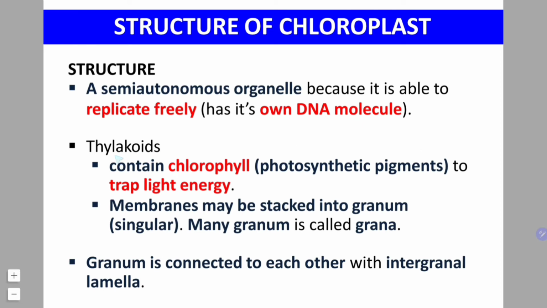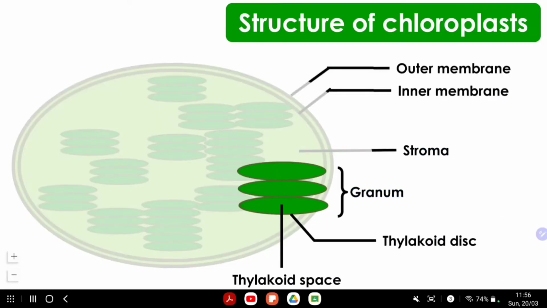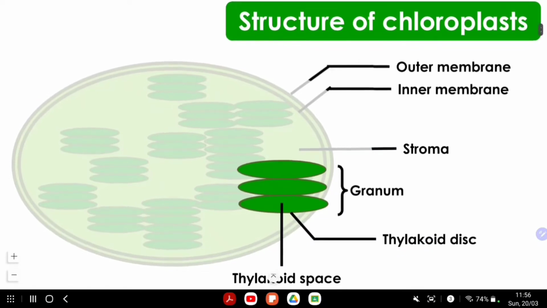In addition, the thylakoids will contain much chlorophyll, which is a type of photosynthetic pigment to trap light energy for photosynthesis to occur. Next, we will look further at the different types of photosynthetic pigment that can be found on the thylakoid membrane or the thylakoid disc.